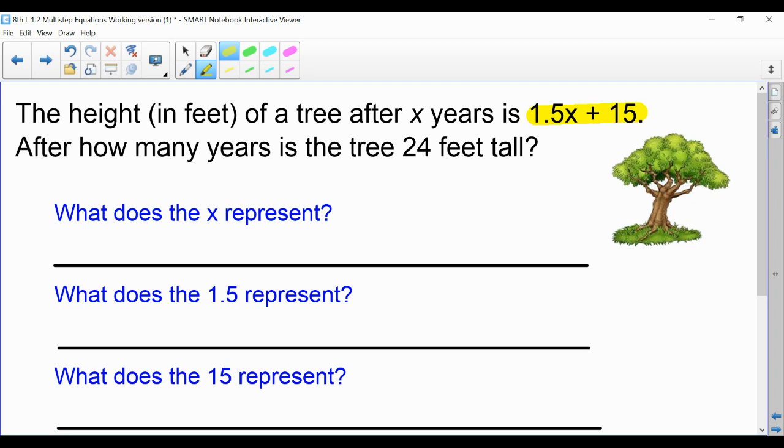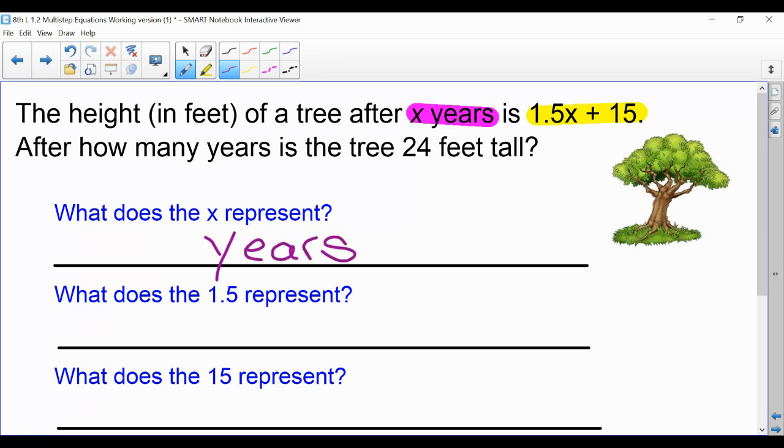So we have a tree and it got planted in the ground. So many years went by and it was 24 feet tall, right? That's what's happening in this story. So we got to think about what some of these things mean. And first we want to think about what does X represent. So if we look back in the problem, the height in feet of a tree after X years. So the problem tells us that X stands for the number of years that passed.